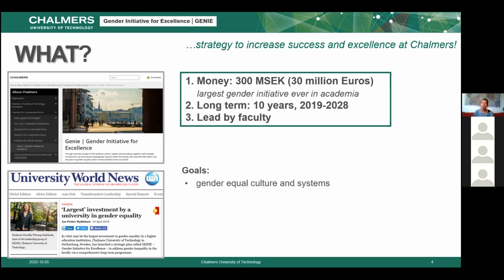Our goals are to have a gender equal culture and systems. This is really tricky. The culture is us, all of us. The systems we keep working on, not easy either. And we want to increase the female faculty to about 40%. And that means also all the levels below should be at least 40%. And there should be no salary gap, for sure.